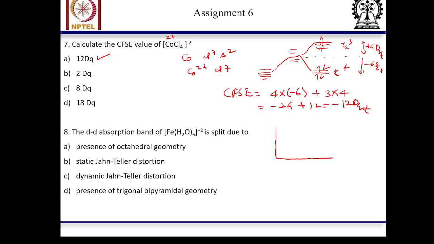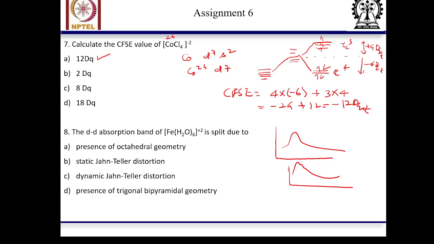Suppose it is octahedral, then you will see only one band. But suppose you see a split, a slight hump like this in the absorption. So the question is why a shoulder or hump is coming. If you see this in the absorption spectra, there is some different phenomenon. Here definitely the Jahn-Teller effect is there.